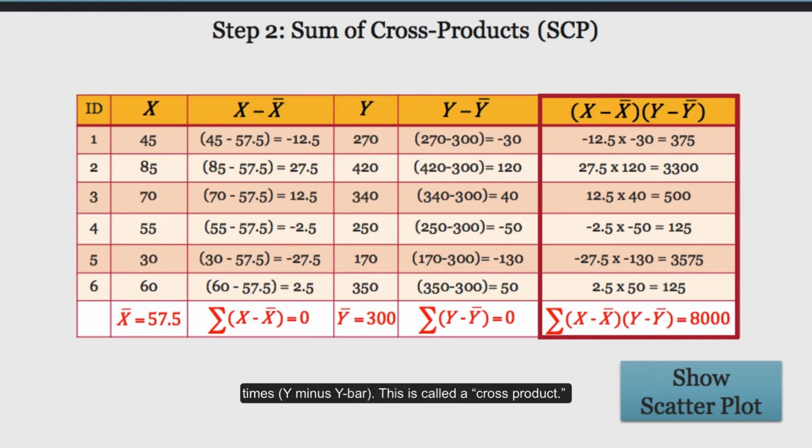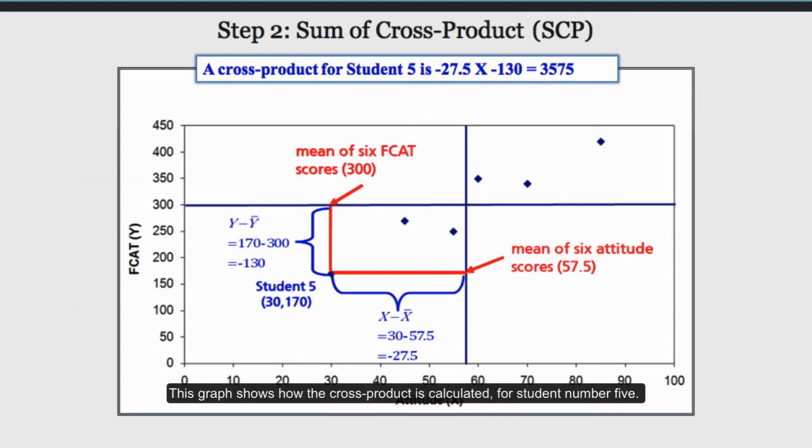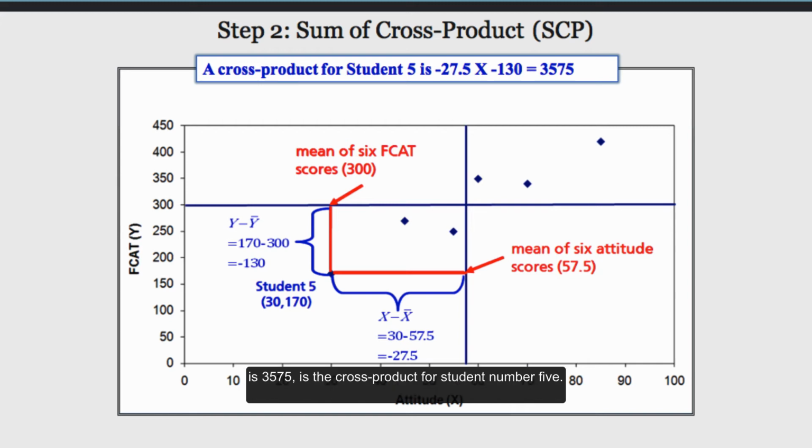This is called a cross product. We can compute a cross product for each person. This graph shows how the cross product is calculated for student number 5. The attitude deviation score, which is negative 27.5, is multiplied by the FCAT deviation score, which is negative 130. The product of these 2 deviation scores, which is 3,575, is the cross product for student number 5.